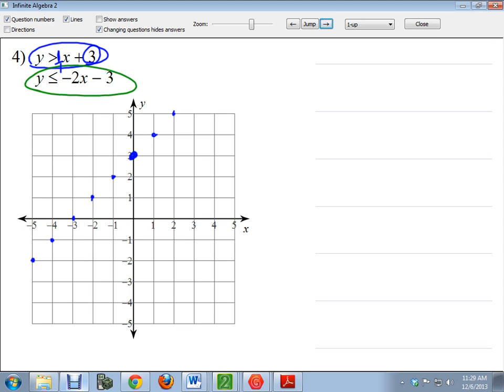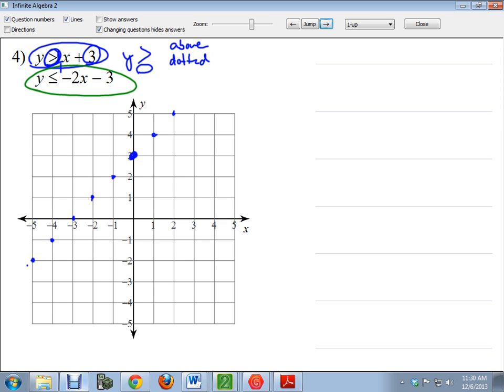The next thing we want to do is always look at the inequality symbol itself. And this is a greater than symbol, and that tells us two things. It tells us we are going to shade above the line, because we are looking for the y values that are bigger than the line. And then it also tells us that we are going to have a dotted line, because the line itself is not included. There is no line underneath this symbol, so therefore that is a dotted line.